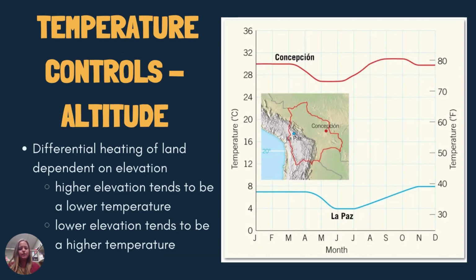Altitude also changes temperatures, right? So if you're at a high altitude, you're higher in the troposphere. That means that you're going to have cooler temperatures. So higher elevations tend to have a lower temperature, and lower elevations tend to have a higher temperature. So there are two examples here, La Paz and Concepcion, but you can also think of Fresno versus Shaver Lake or Yosemite, right? In Yosemite, it's a higher elevation, so their temperatures are usually lower. In Fresno, our temperatures are usually higher because we are at a lower elevation.